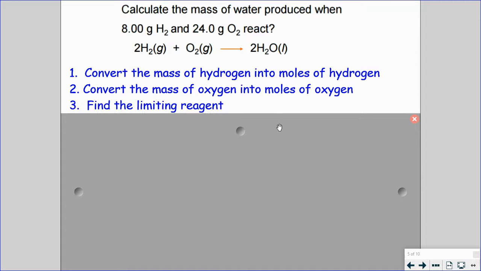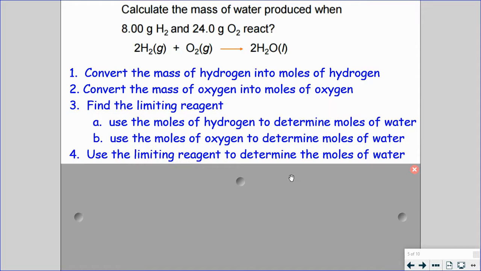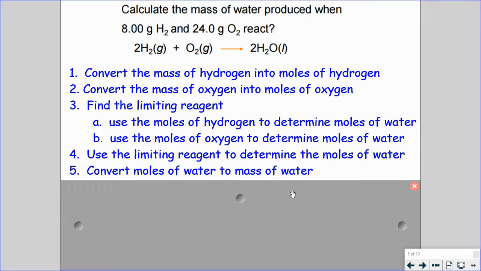Then you'll find the limiting reagent. The fourth step is to use the limiting reagent to determine the moles of water using the molar ratio between the limiting reagent and the water. Finally, convert the moles of water to the mass, because that's what we're being asked to find, the mass of the water.